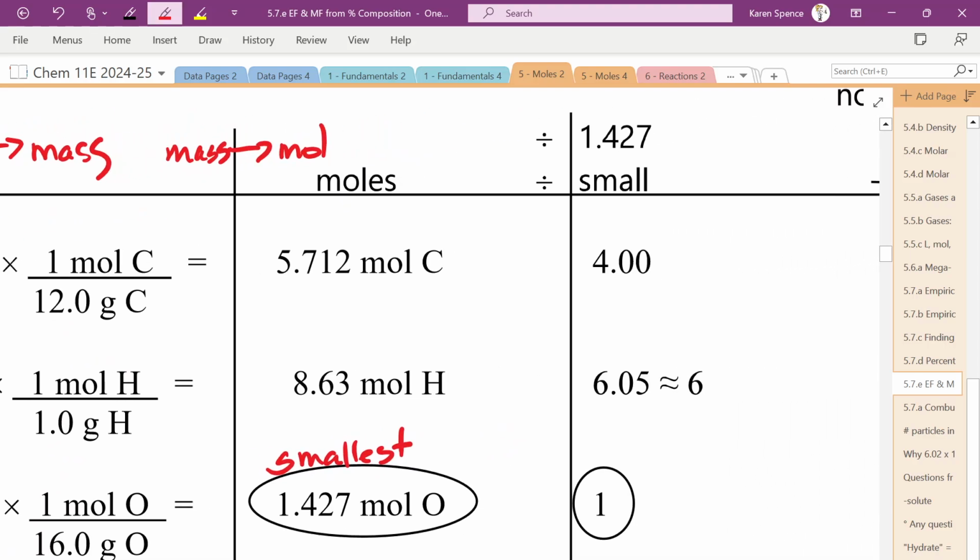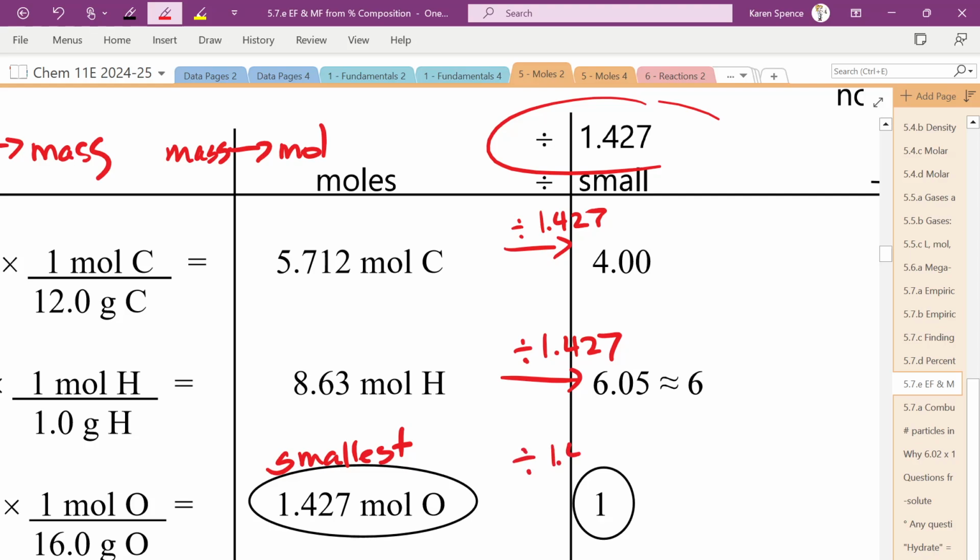Okay, so we take 5.7192 and we divide by 1.427 and we take 8.63 and we divide by 1.427. You don't have to write this each time, that's why I like writing it at the top, it just assumes I do it all the way across. And we take this and we divide by 1.427. And if you haven't noticed yet, one of these things is always going to equal 1 because the smallest divided by the smallest will always be 1, okay?